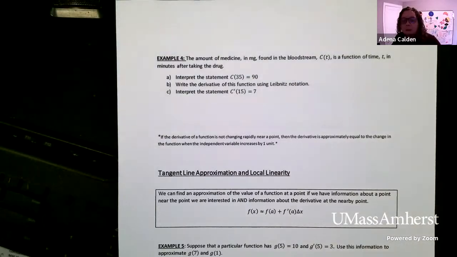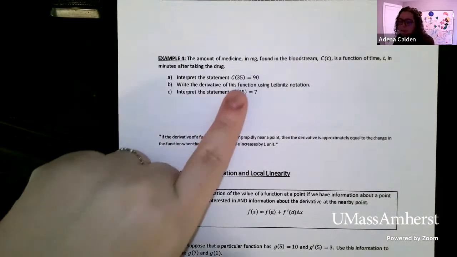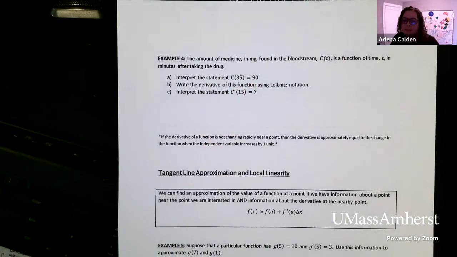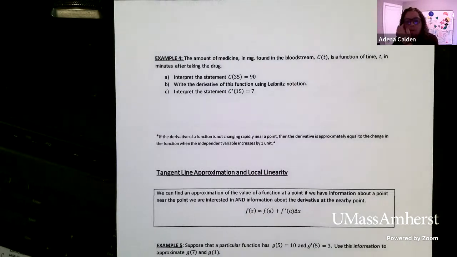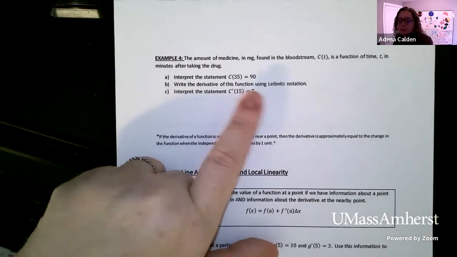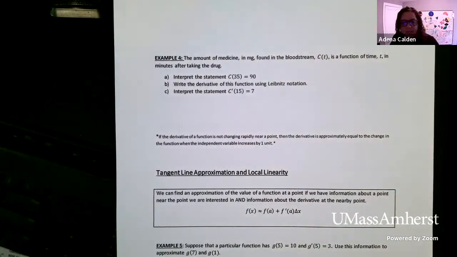Okay, so for this one, I want you to interpret the statement C of 35 equals 90. Again, thinking about the units, thinking about what 35 and 90 mean and putting them together. I want you to write the derivative of this function using Leibniz notation. That's when we had dy dx, but now I want you to think about what the variables are here and try to adjust that accordingly. And then for part C, it's another interpretation, but now of the derivative. Again, thinking about the 15 and the 7 and the units and how we would put them together. Okay, so take 2.5 minutes, see if you can work out these 3 pieces, and then we'll go through it together.